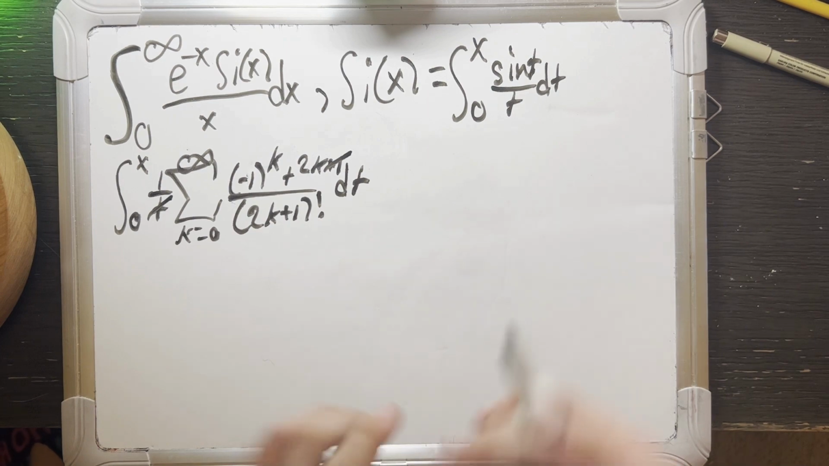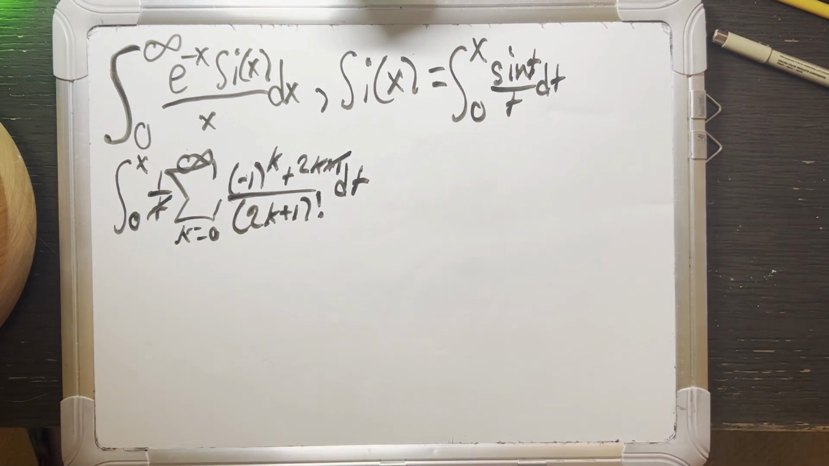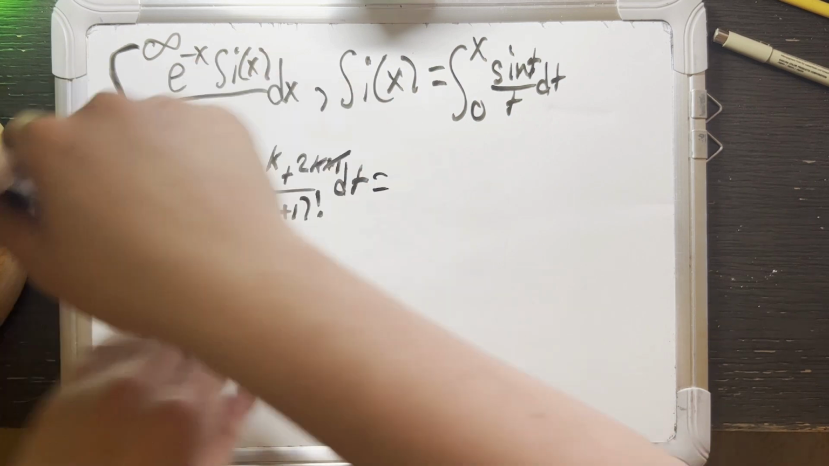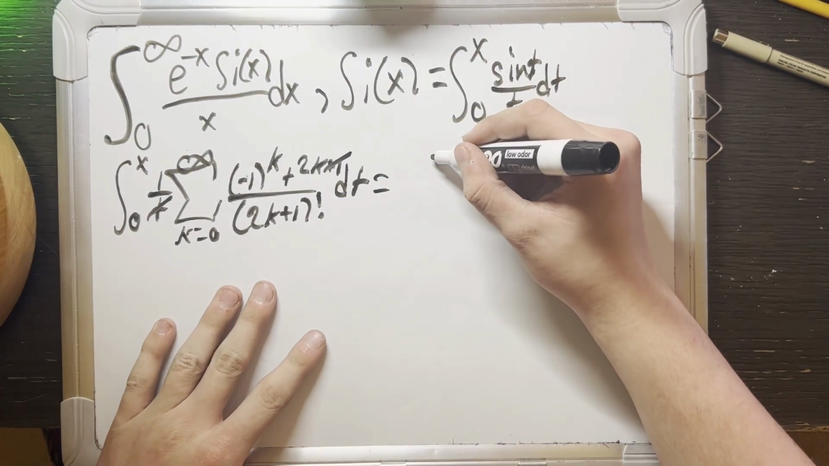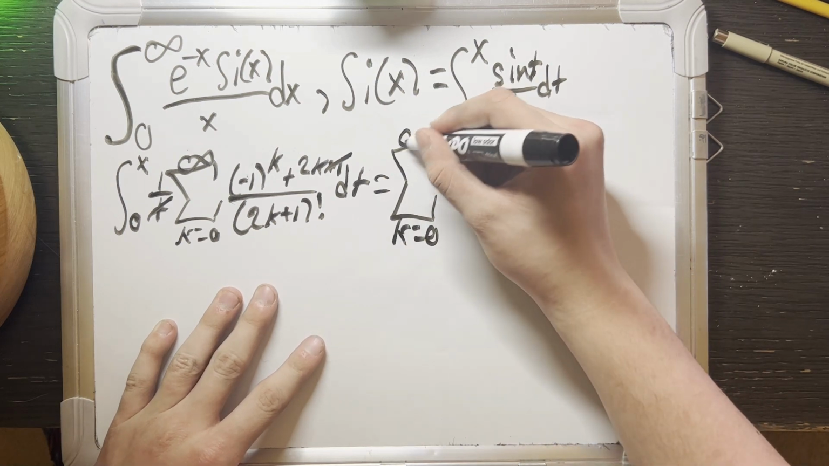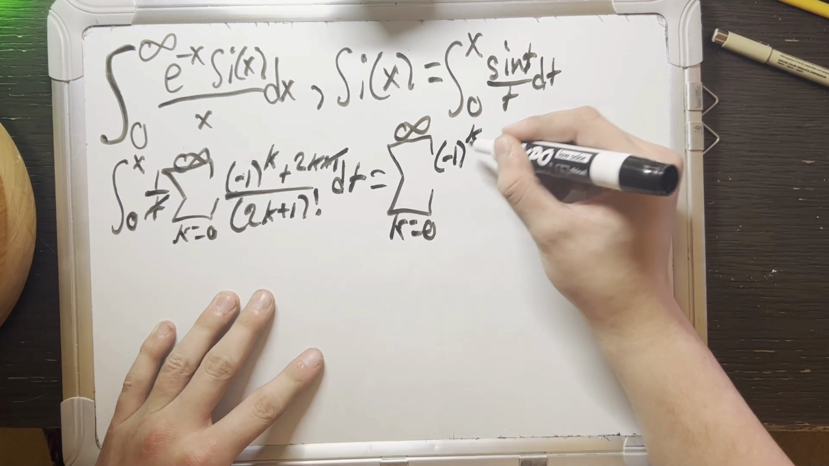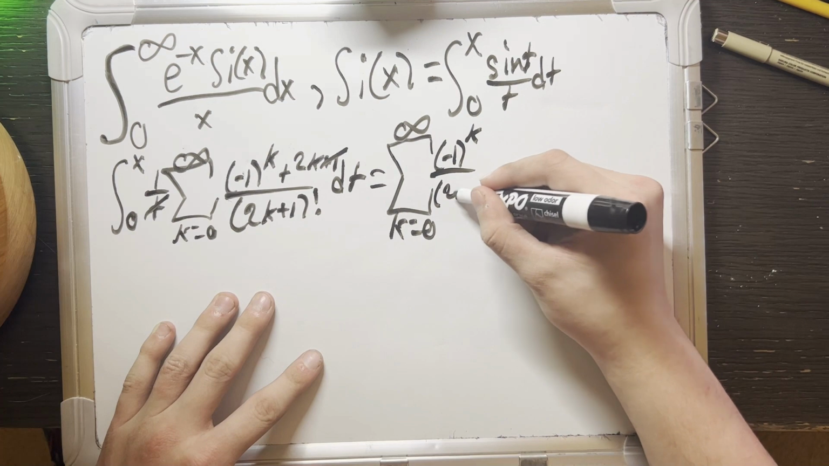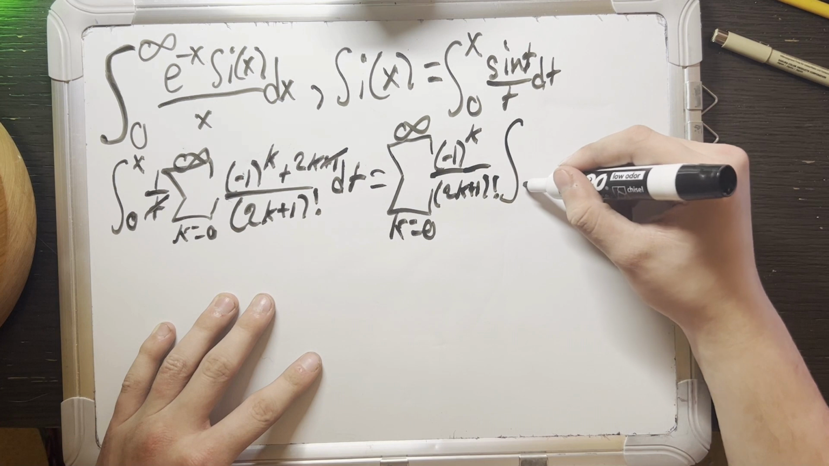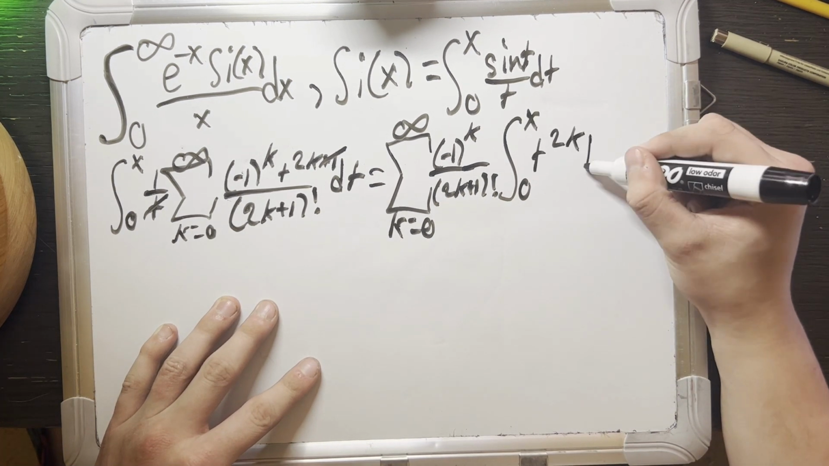So here's what we would get. Actually no, there is one more step. We have to interchange the sum and the integral, just swap it, right? Then we get the sum as k equals 0 to infinity. I'm going to factor out these parts of the sum as well, because they don't contribute to the integral at all. 2k plus 1 factorial times the integral from 0 to x, t to the 2k, dt.